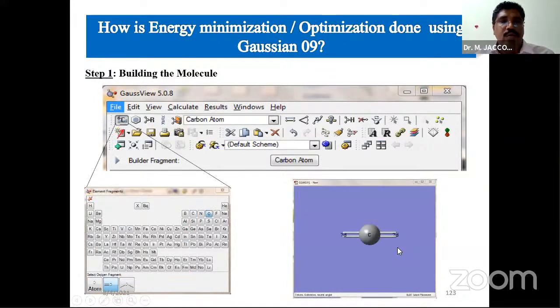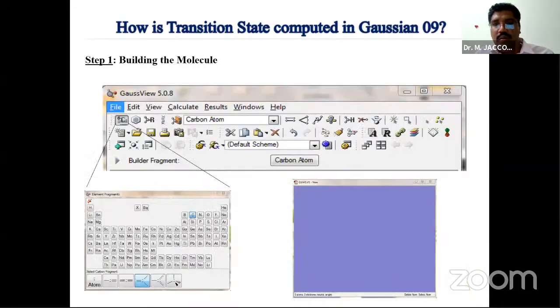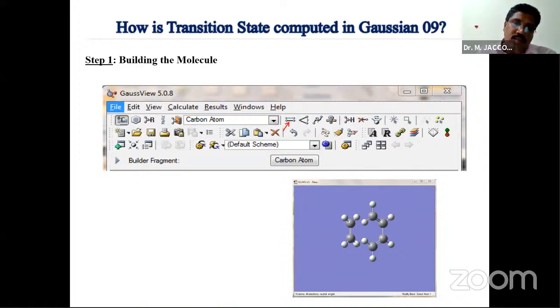I'm going to model the transition state for a 4+2 cycloaddition. So you can build the molecule. I'm quickly building ethylene and butadiene, and then I am fixing the geometry exactly the way the molecules can interact. If you fix it that way, I'm sure that this is a possible transition state. Then I created the input.